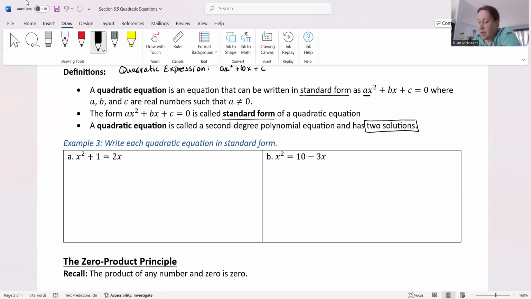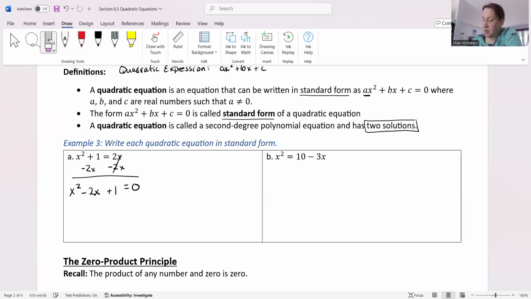So for part A, we have x squared plus 1 equals 2x. Well, we want to set this equal to 0. So in order to do that, I need to subtract 2x from each side. So on the right-hand side, when I do that, 2x minus 2x is just going to equal 0. So I've got the 0 that I desire. I just need to simplify the left-hand side. We want to keep our squared term first. We want our linear term second, so that's that minus 2x. And then we have plus 1.